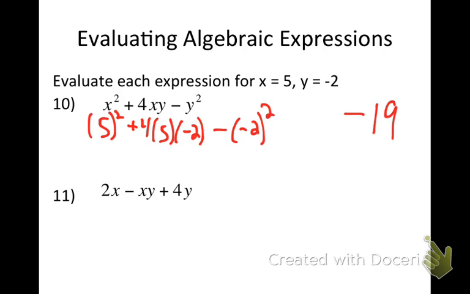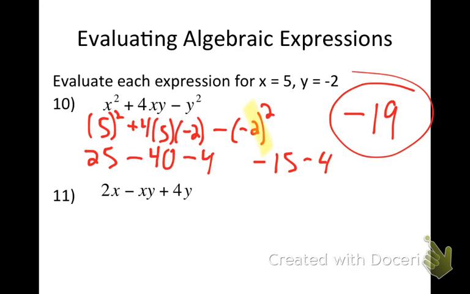Okay, now I've evaluated here. So I have 25 minus 40 minus 4. Okay, it's minus 4 because it's negative 2 squared. Negative 2 times negative 2 is a positive 4. I still have subtraction in front. Okay, now 25 minus 40 minus 4. Left to right. 25 minus 40 is negative 15. So I get negative 15 minus 4. They're both negatives, right? Negative 15 minus 4 gets me then negative 19. Okay, so I get negative 19 there.